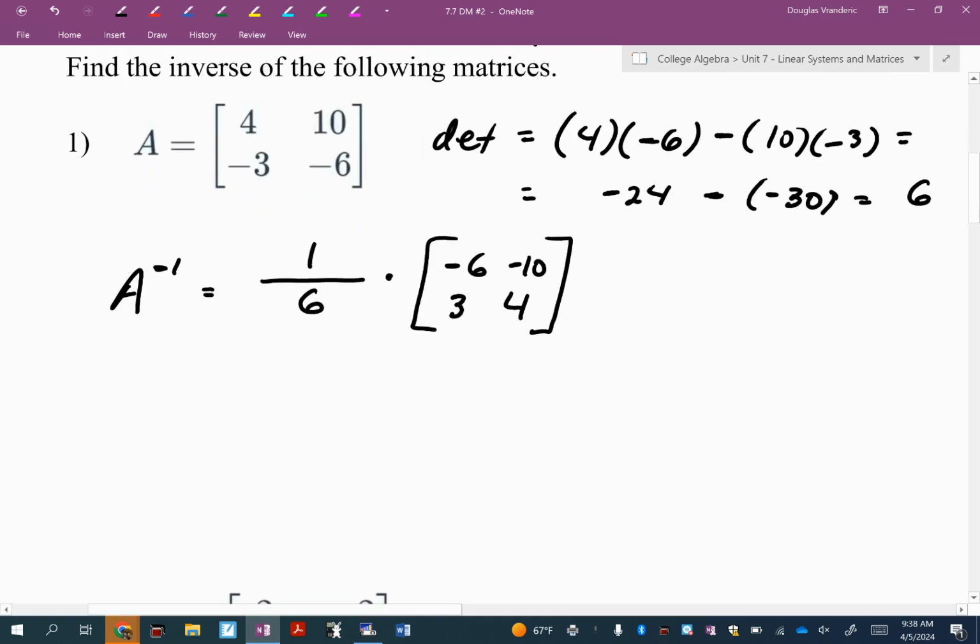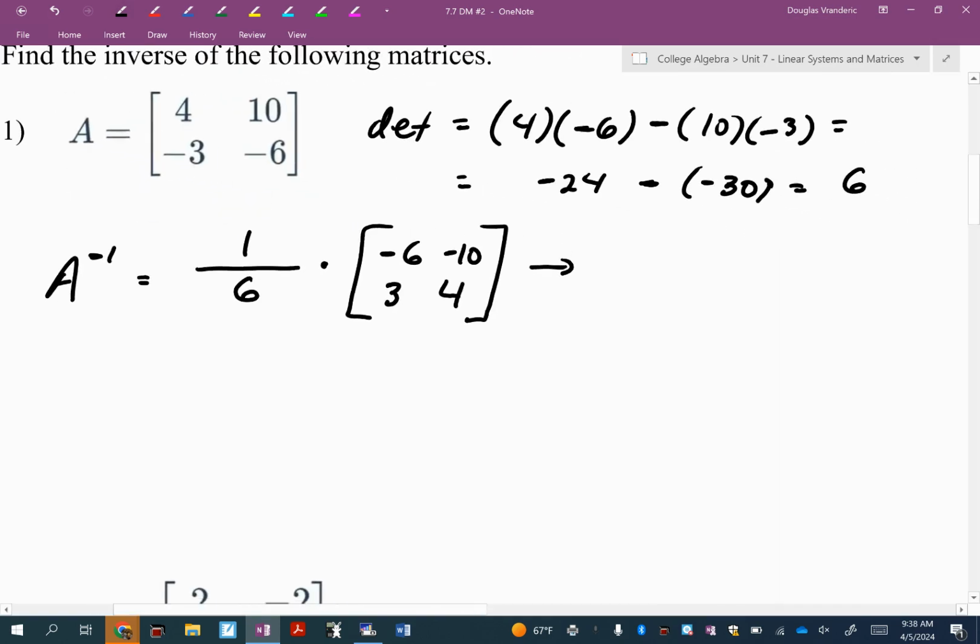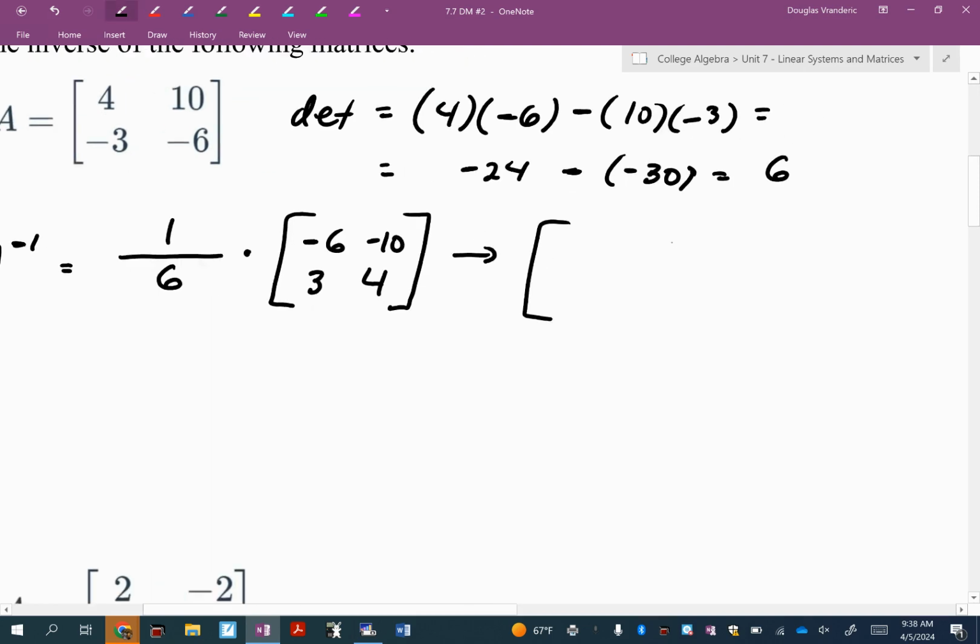Once you get here, you're almost done. To find the answer, you're going to take all of the numbers in the new matrix you just created and divide them by 6. I know I wrote multiply by 1/6, but that's the same as dividing by 6. So watch what I write for the new numbers. What's -6 over 6? -1. Then I'm going to write -10/6, then 3/6, and then 4/6.